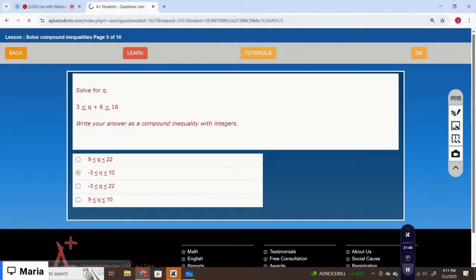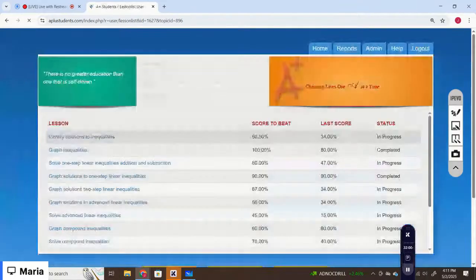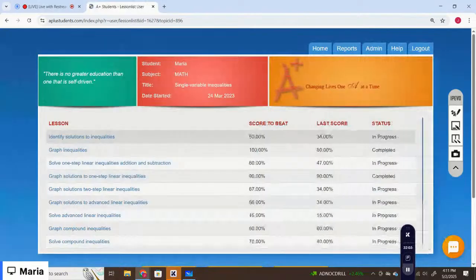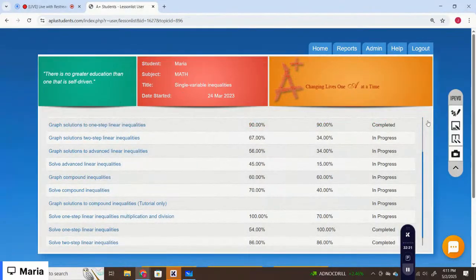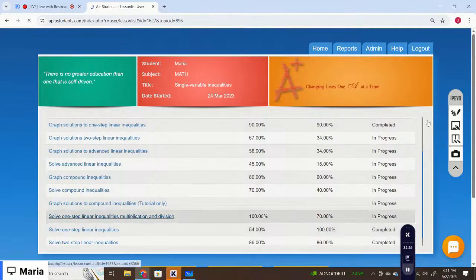Okay, you can complete the lesson by yourself later today. Let me just move on to the next lesson. The next lesson is solve one-step linear inequalities, multiplication and division.